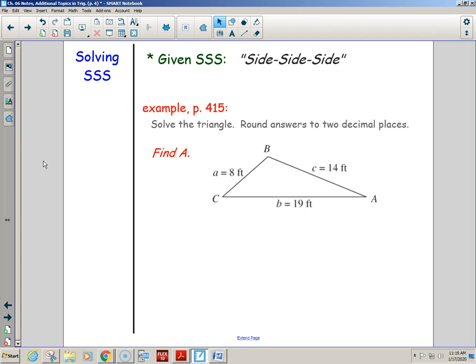Here we go. S. What does that have to do with math? SS. Life lesson. Oh. Side.